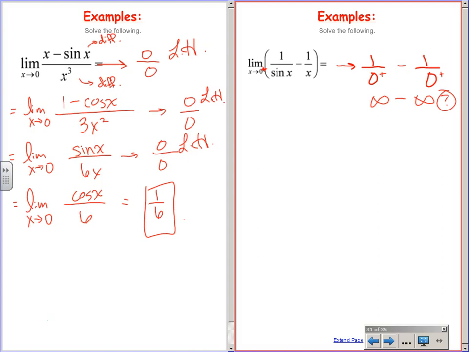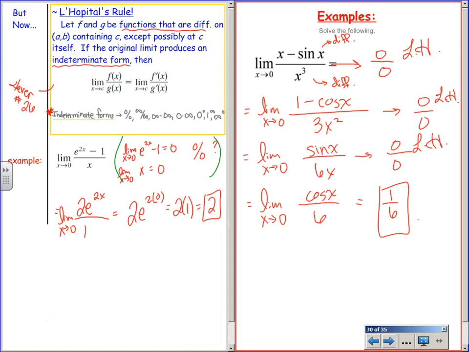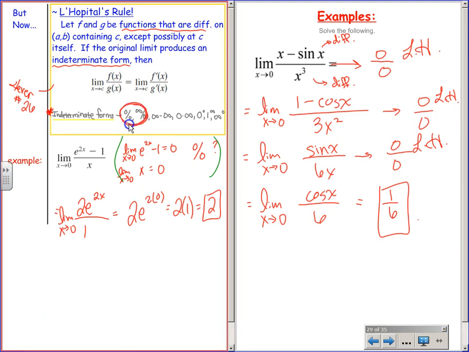Come back to L'Hopital's and make a note of these first two indeterminates. If we get any of these, guess what we have to transform the function to look like? A 0 over 0 or infinity over infinity, because I can't do L'Hopital's unless I have a top and a bottom that is giving me an indeterminate. These say indeterminate, but I have to transform them somehow to be able to use L'Hopital's.